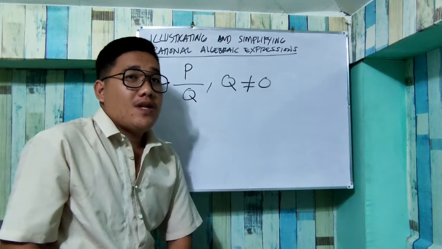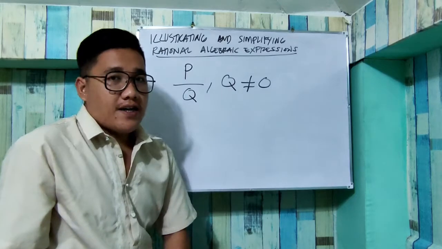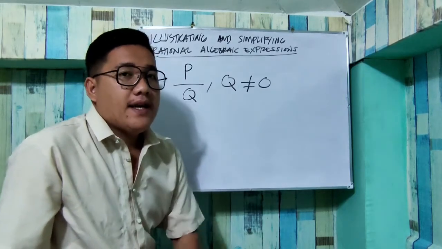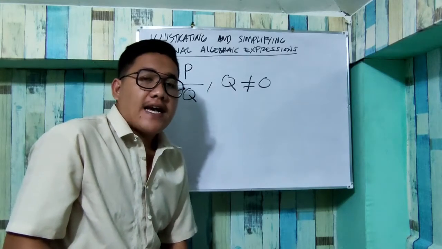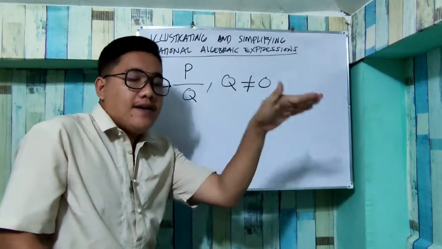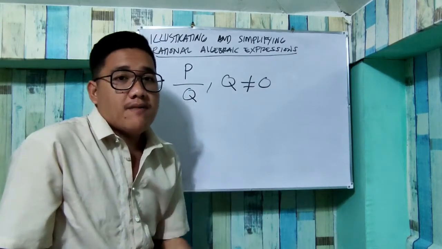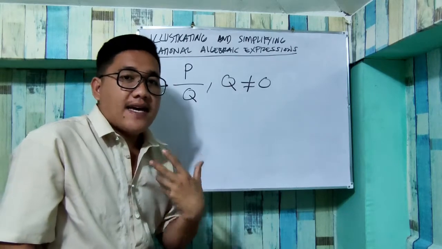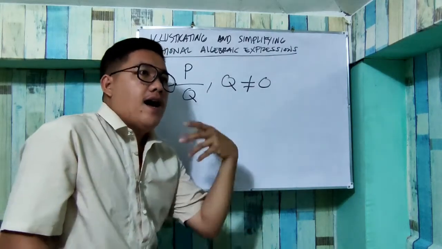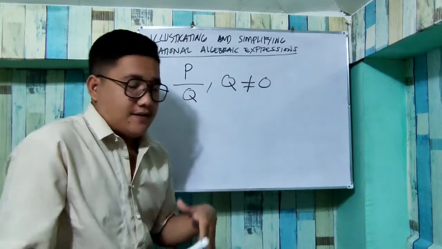Ibig sabihin, yung exponent niya ay positive at hindi nagko-contain ng variable. Next one is, it has no variable inside the radical sign, whether nasa numerator siya or denominator. So, dapat walang variable sa loob ng radical sign. Naintindihan? So, let us analyze kung ang given ba ay irrational algebraic expression or not.